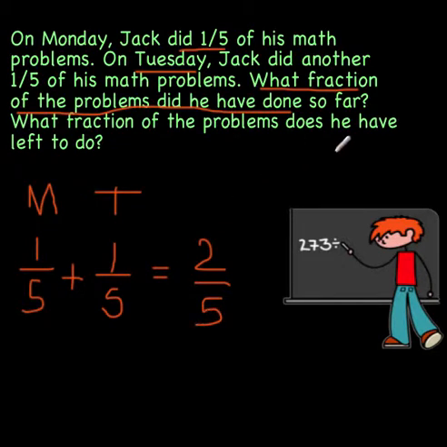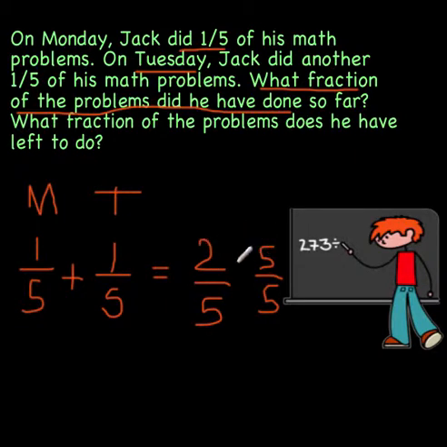What fraction of the problems does he have left to do? Well, if he's done 2/5, and I know that I need 5/5 for the whole thing, because when you have the same number in the numerator and the denominator, it equals 1 whole. So that would be 1 whole homework assignment. He's done 2 out of 5 parts so far. How many more does he need to do to go from 2 up to 5?